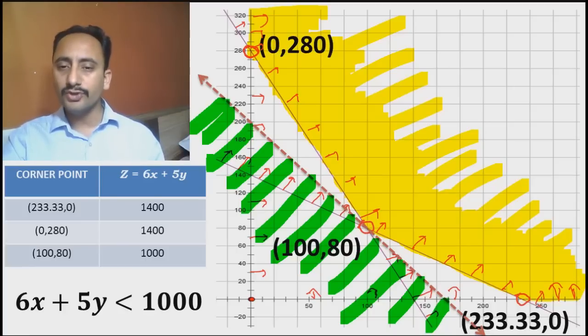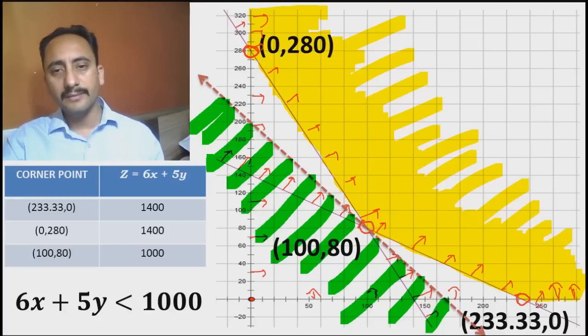If you observe both the shaded regions carefully, there is not even a single point which is common. Green shaded region means cost less than 1000, and yellow shaded region means my feasible region. It means inside the feasible region, the cost cannot be less than 1000. The cost can be less than 1000 outside the feasible region. Hence, our solution is (100, 80), because inside the feasible region the minimum cost is at (100, 80), means F1 100 kg and F2 80 kg.